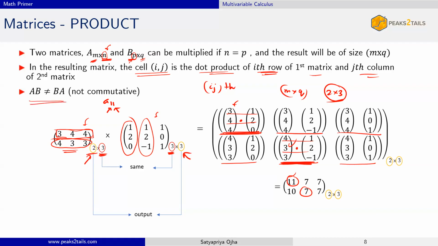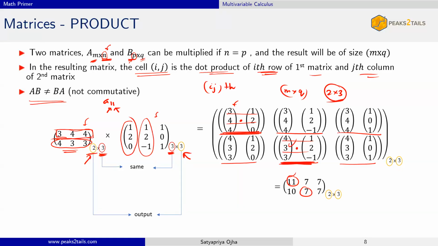And remember one very important rule. You cannot swap the order of the multiplication. It is not the same. A multiplied by B is not equal to B multiplied by A. In case of matrices, this is not true; it is not commutative. Please remember.